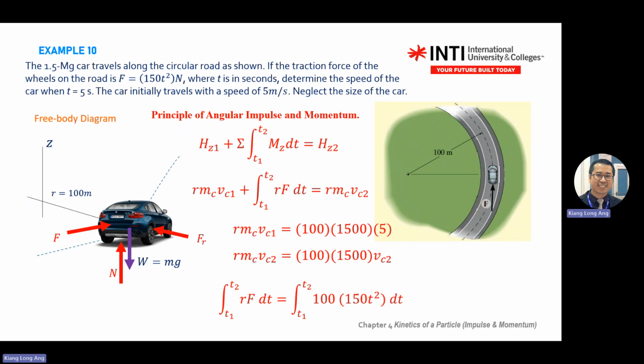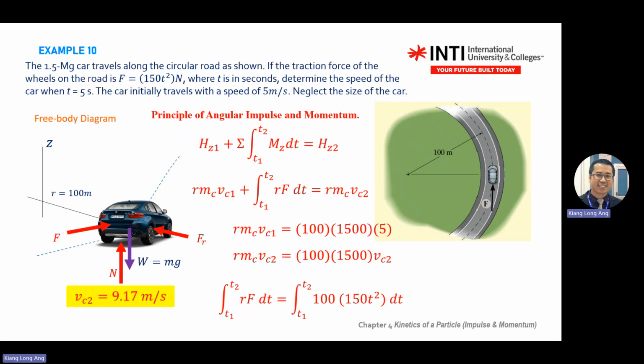Angular impulse is moment times time. So R is 100, force is changing. Force is 150 t squared. Integrate dt, so this is an integration problem. I highly recommend you pull the constant out first before you integrate. Pull this one out. Then you solve the dt. This one becomes t cubed divided by 3. Then only you substitute the time there.